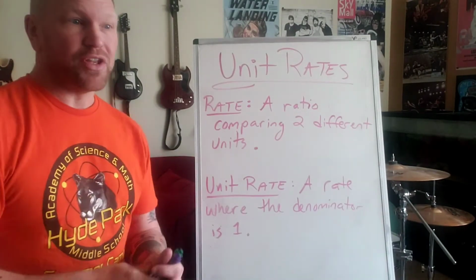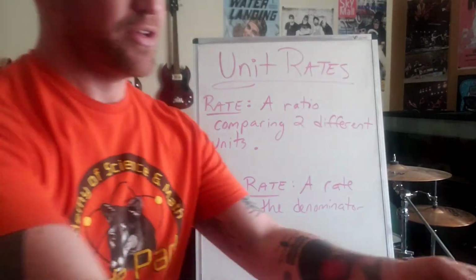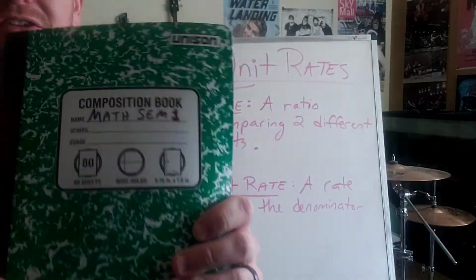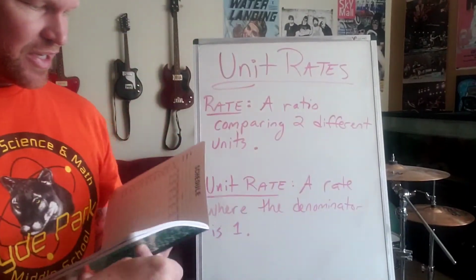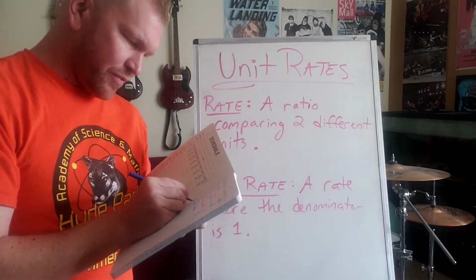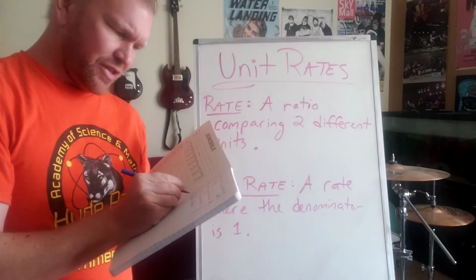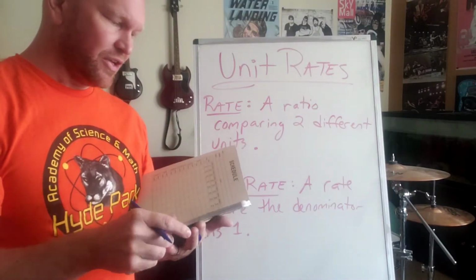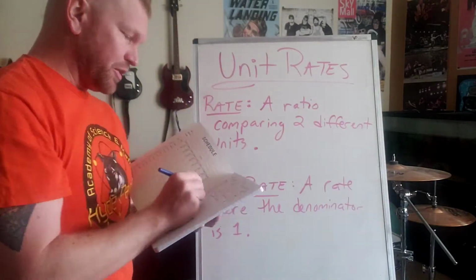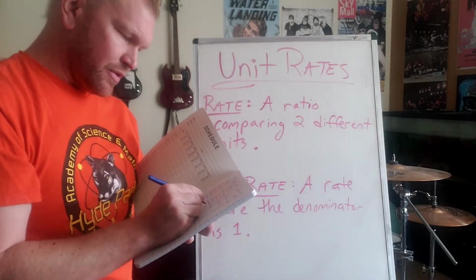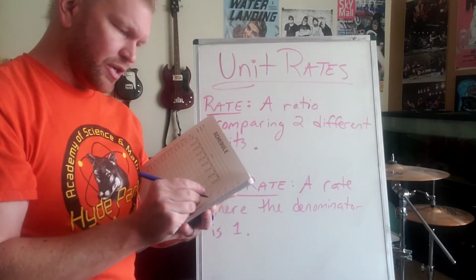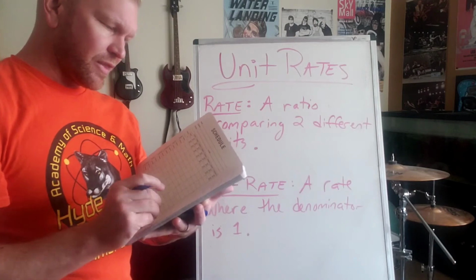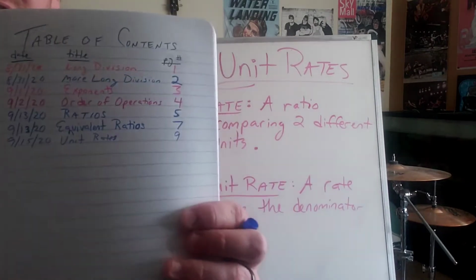And let's start by doing your notebook. Get your notebook out, the one that says Math Semester 1, where the table of contents is. In the table of contents, put down today's date. I think it's the 15th. For me anyway, 9/15/2020. Unit rates will be the title. And you have to see what page number you're on. I'm on page 9. So fill out the table of contents.